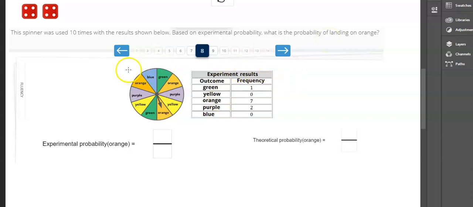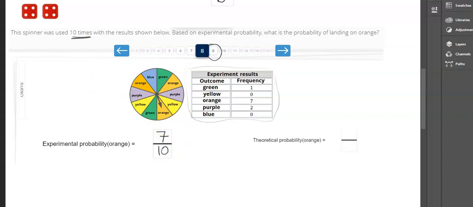Now I'm actually going to do question 8, and question 9 asks the same question, but in the form of theoretical probability, but I thought I'll just put both of them on the same page here. So based on experimental probability, we're just using this trial here. So they spun it 10 times. Out of that, how many of them landed on orange? Well, the amount that landed on orange was 7. And the amount of trials that were conducted was the total amount here, 7, 8, 9, 10. And it even says it in the question here, it was used 10 times.